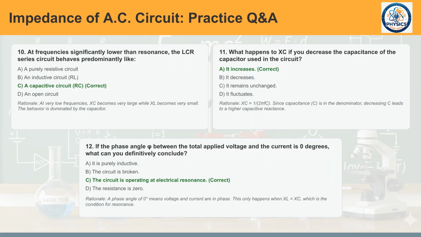At frequencies significantly lower than resonance, capacitive reactance is large, and the LCR circuit behaves predominantly like a capacitive circuit. If you decrease the capacitance, capacitive reactance increases. A phase angle of 0 degrees between voltage and current definitively concludes that the circuit is operating at electrical resonance.